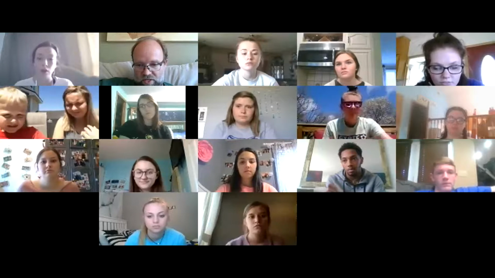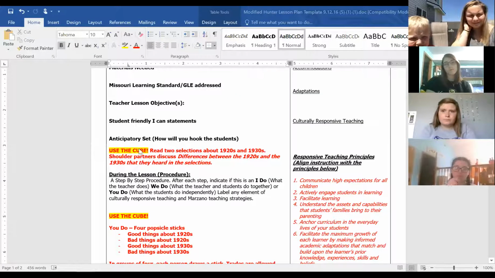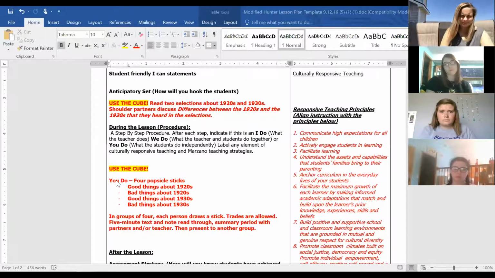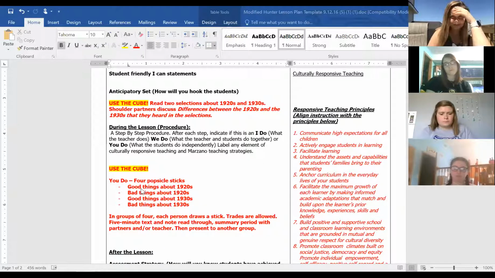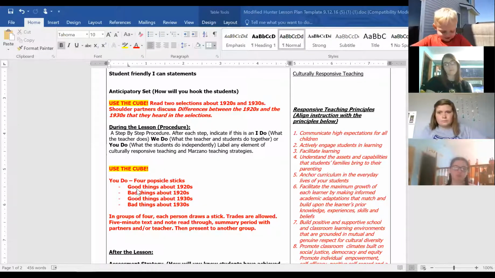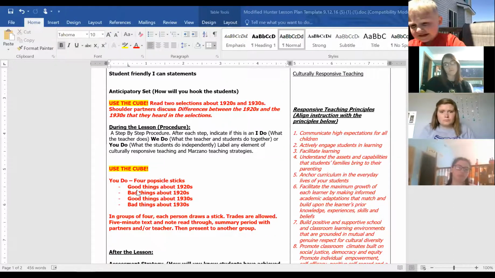So moving from the anticipatory set to the procedures during the lesson, you do the I do, we do, you do, and I don't know how you broke that down in your curriculum and instruction classes, but the you do is sometimes called independent practice. So what I'm going to have my students do for independent practice is pull 4 popsicle sticks out of a jar or a can or something. And each one of those popsicle sticks has a statement on it.